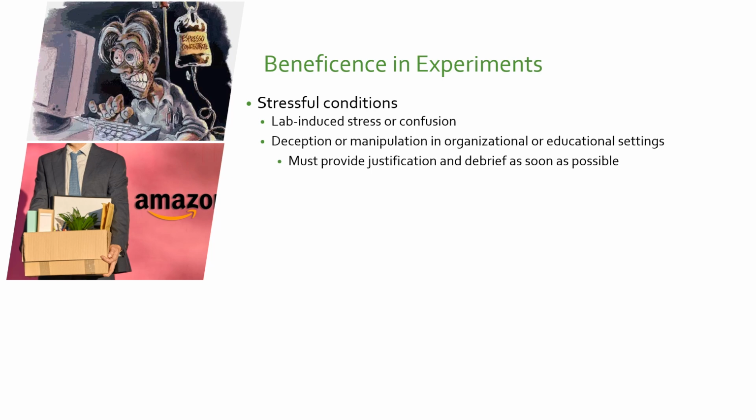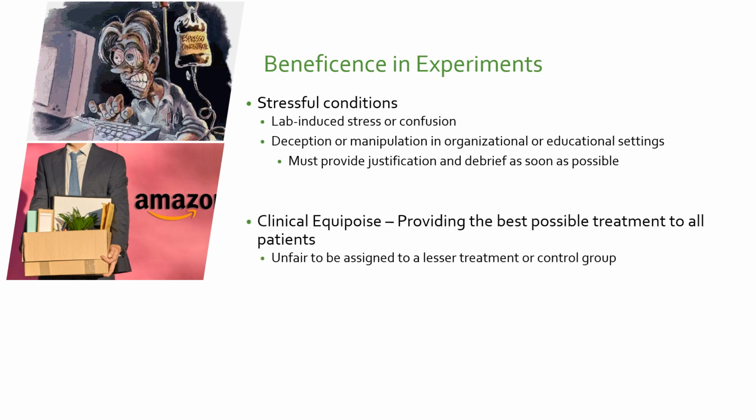Also try to limit deception or manipulation in organizational or educational settings. And if you do, you must provide justification and debrief with them as soon as possible. So for example, if a researcher is studying the effects of job insecurity and job loss on stress, it would be unethical to falsely announce an upcoming workforce reduction just to see how stressed employees become if they're afraid of layoffs. Perhaps a simple survey assessing job insecurity levels and stress would be more ethical, even if it's less valid. And you find that a lot, that sometimes ethics get in the way of valid conclusions, but it's worth it.